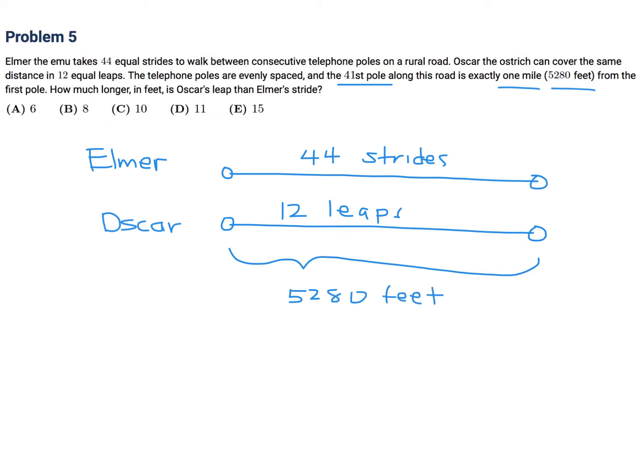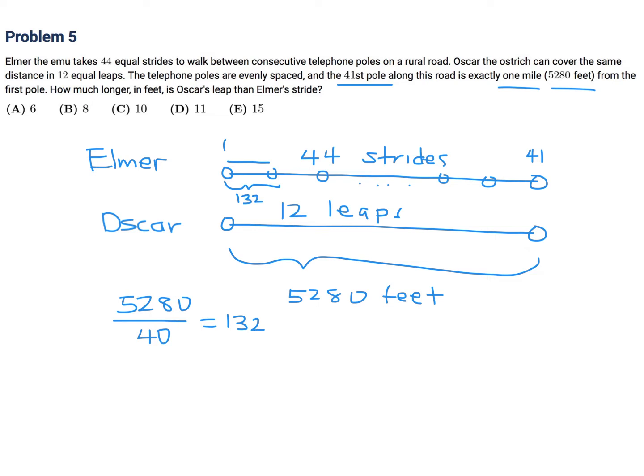Now, 5280 feet, and this is the first pole, and this is the 41st pole. So how many of these intervals would you have? We'd have 40, correct? So I just want to figure out the distance between each pole, which would be 5280 divided by 40. Not 41, because there's 41 poles, but there's 40 intervals. And that number is what? 528 divided by 4 is 132. So that's 132 right there.